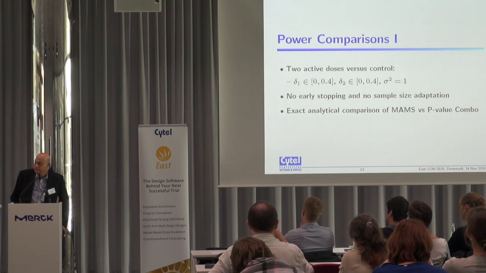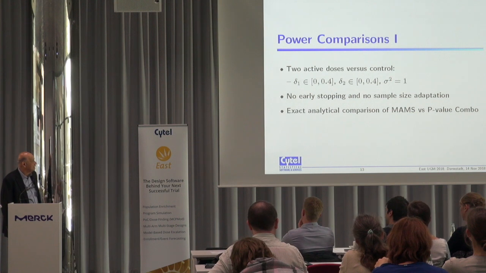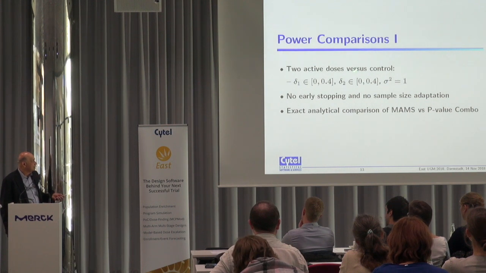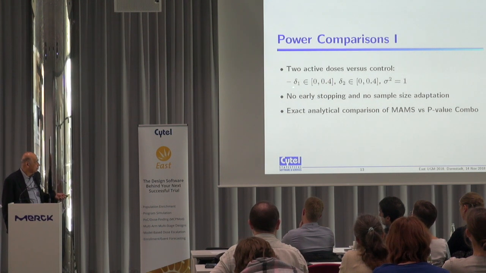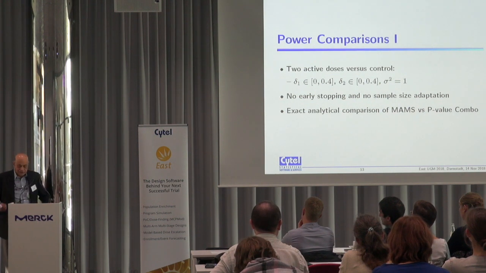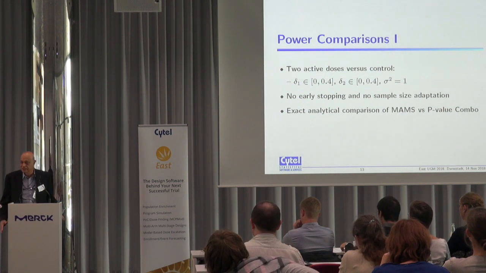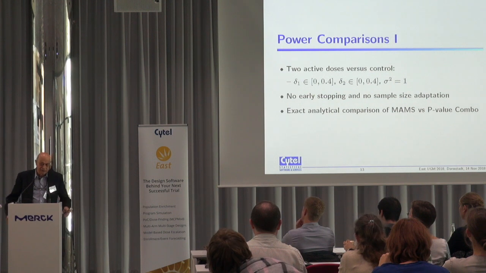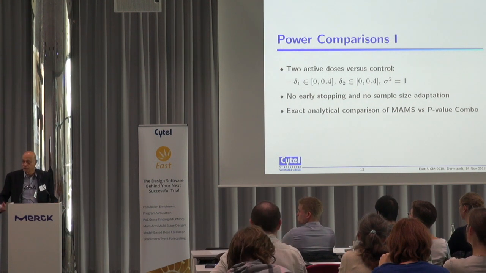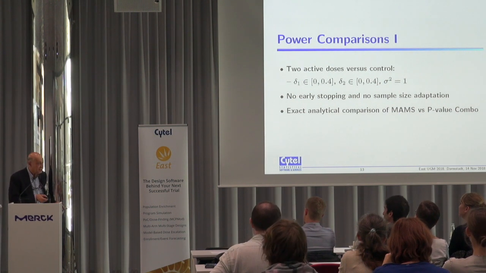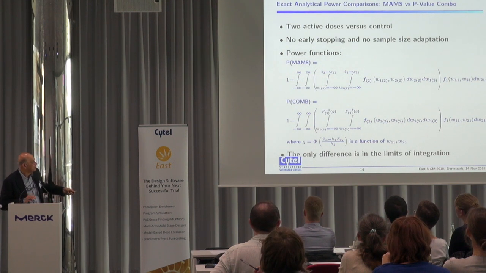So I have different comparisons. The first one is I've got 2 active doses and 1 control, and I'm going to choose a case where delta could go from 0 to 0.4 for the first dose, and also 0 to 0.4 for the second dose, and sigma squared is equal to 1. For this first example, I'll assume no early stopping and no sample size re-estimation. The only difference is that you either calculate the p-value cumulatively, or you calculate two independent p-values and combine them.